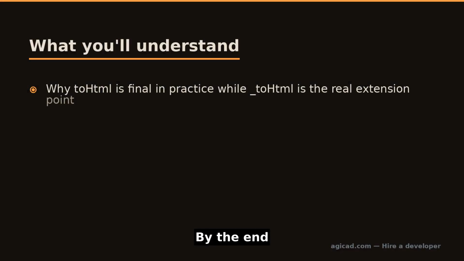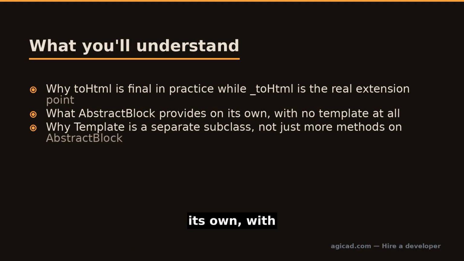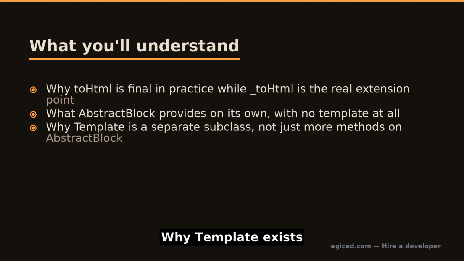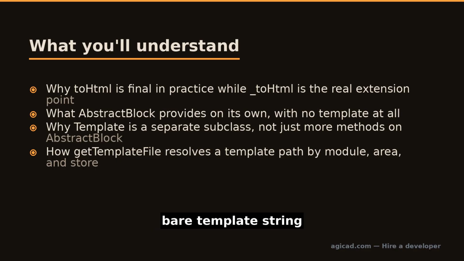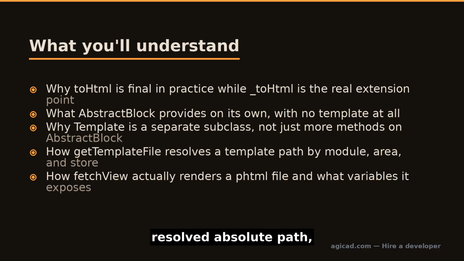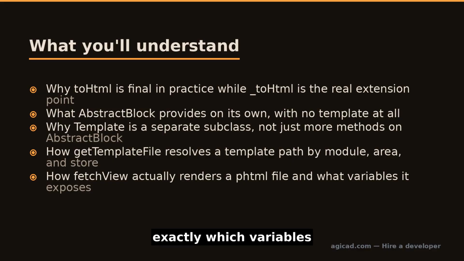By the end of this part, 5 things should click. Why toHtml is effectively final even though nothing in the language stops you from overriding it, and why _toHtml is the real, intended extension point instead. What AbstractBlock provides completely on its own, with zero notion of a template file. Why Template exists as a separate subclass rather than folding rendering logic straight into the base class. How getTemplateFile turns a bare template string into a real, resolved absolute path, accounting for module, area, and store. And how fetchView actually renders a phtml file, including exactly which variables that file gets access to.